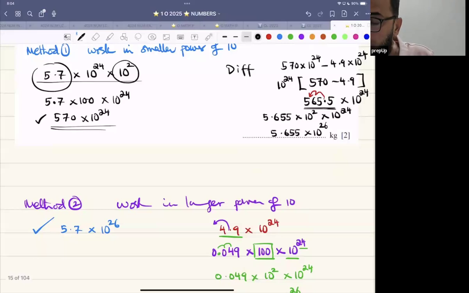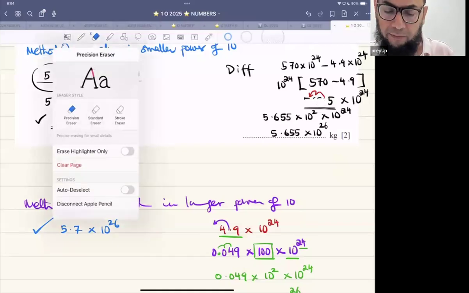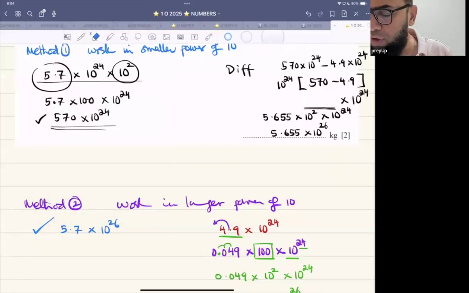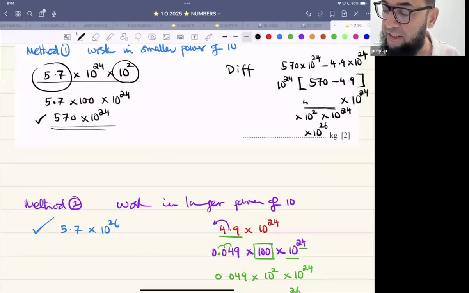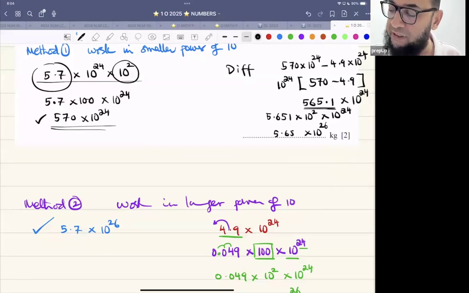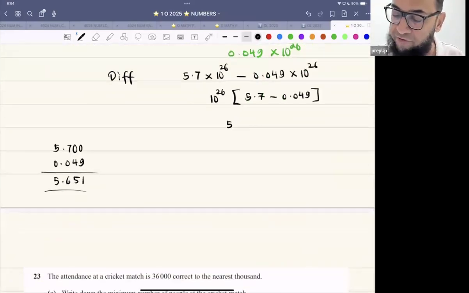Let me just check one thing. Let me just make one small correction over here. Hold for a second. I think the subtraction was not correct. So 570 minus 4.9, that is 565.1. I think I wrote it 0.5 by mistake. So that is 5.651 into this thing. Similarly, this is 5.651 into 10 to the power 26.